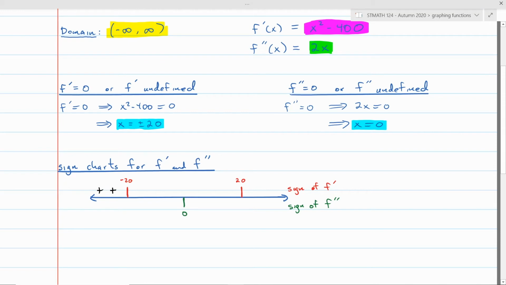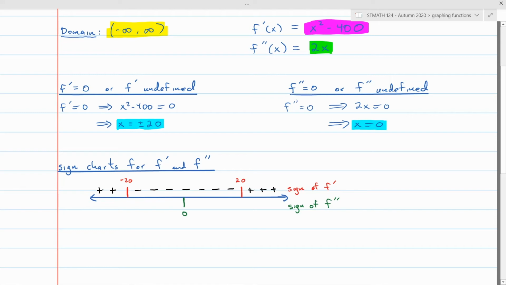And then if I plug a test point between negative 20 and positive 20 into the first derivative, let's say x equals 0, I get negative 400. So that sign is negative. So the first derivative is negative between negative 20 and positive 20. And then if I plug a test point to the right of 20, let's say positive 30, I would get 900 minus 400. That's positive. So here's my sign chart for the first derivative on the top side of this number line.